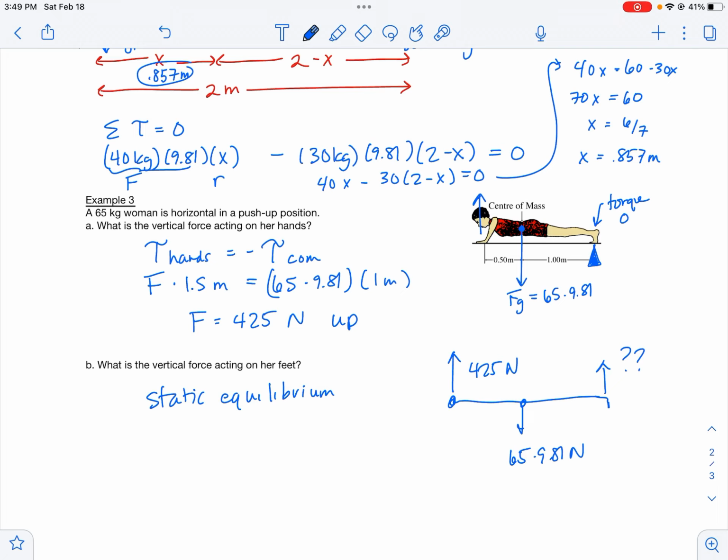whatever force is on her feet must balance out the downward force. So 425 plus the foot force is going to have to equal 65 times 9.81. I don't have my calculator handy, so I hope you're okay if I use 650. And the foot force turns out to be 225 newtons.